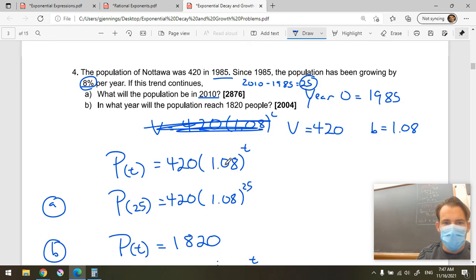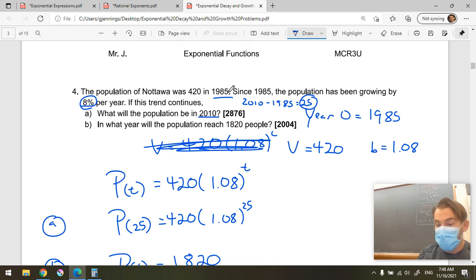Okay, so that's how you do it. And then you go back to the question, and you say, okay, 1985 plus 19 is 2004. So that's how you do that.